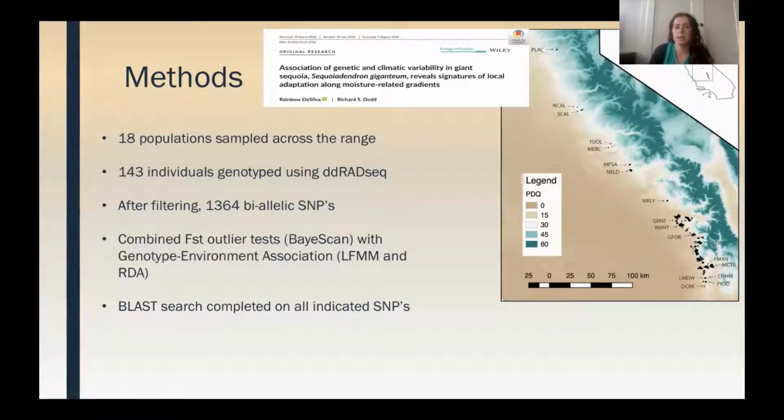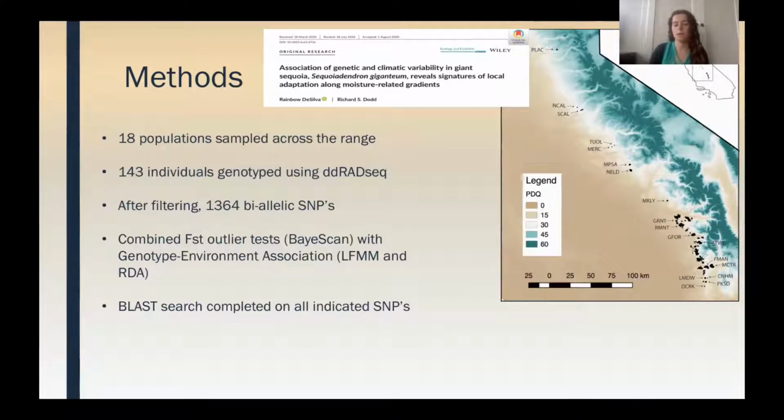So for our study, we wanted to capture the entire latitudinal range. So we sampled 18 populations, including the northernmost and the southernmost populations. They're all labeled here. We genotyped 143 individuals using dd-RADseq. And after filtering, we obtained 1,364 biallelic SNPs.